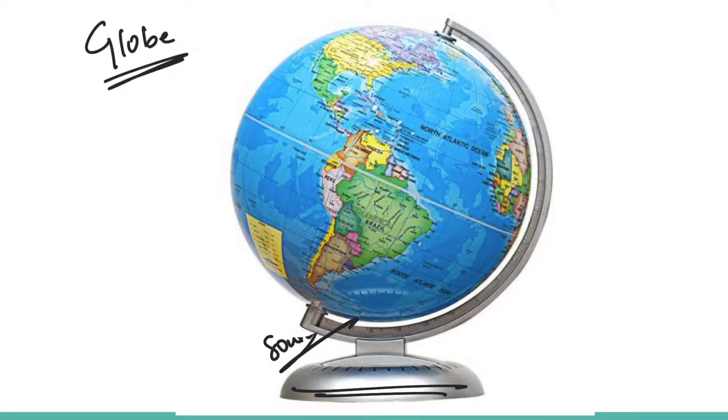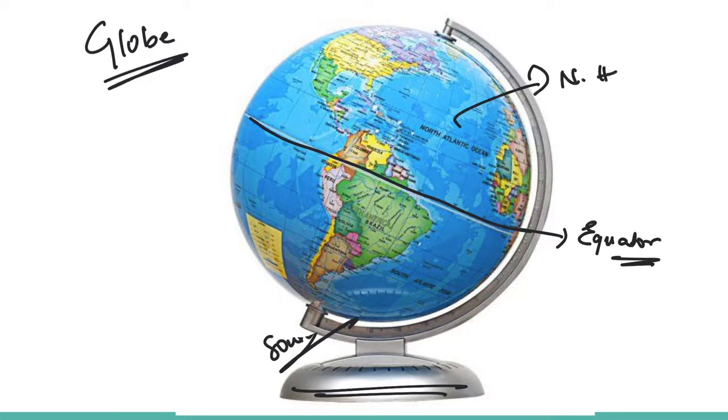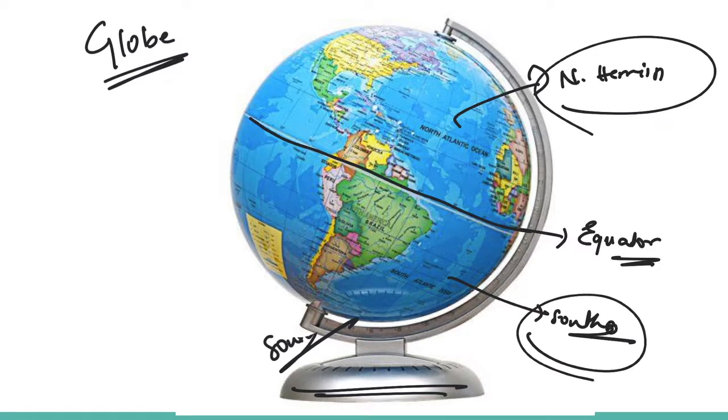There is also another imaginary line that runs on the globe, and it divides the globe into two equal parts. This line is called the equator. The northern half of the earth is known as the northern hemisphere, and the southern part is known as the southern hemisphere. Northern hemisphere and southern hemisphere are the two equal parts. Therefore, the equator is an imaginary circular line, and it is a very important reference to locate places on the earth.